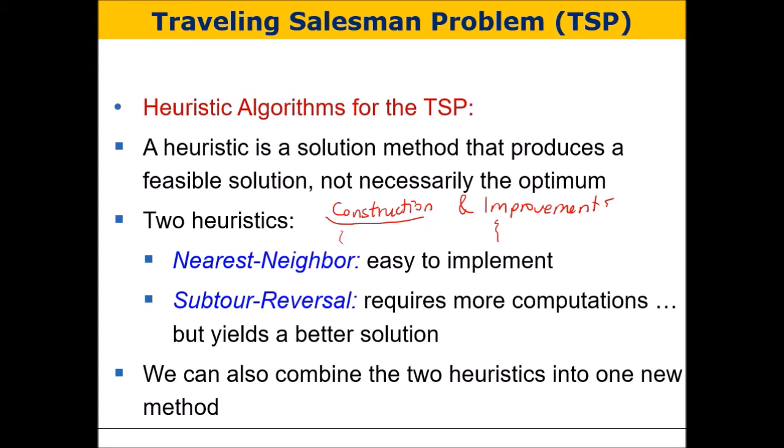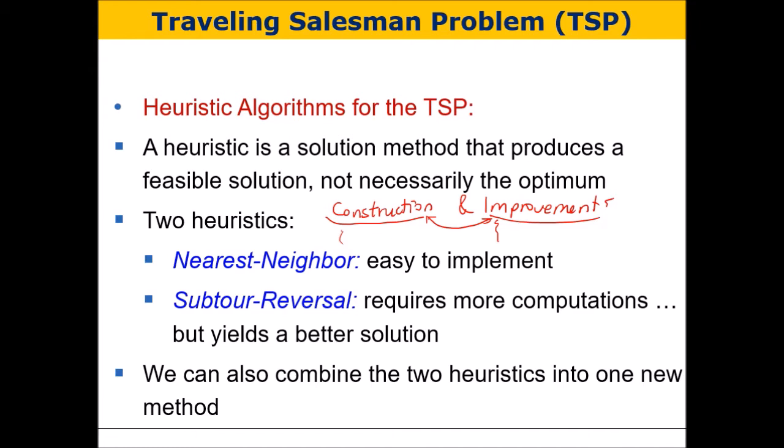And what is the basic difference between construction and improvement heuristics? We will see. Basically, in construction heuristics, you start from scratch, you don't have an initial solution, and by following the steps of the algorithm, you come up with a feasible and good solution. On the other hand, in improvement heuristics, you already have a feasible solution, and you try to improve its value by trying different alternatives.